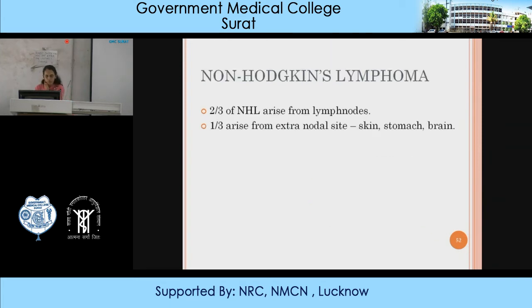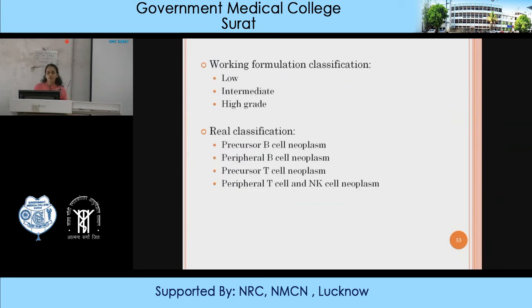Now non-Hodgkin's lymphoma, a very superficial look at non-Hodgkin's we will discuss. Two-thirds of NHL arise from nodes, and one-third extranodal, that means apart from nodes. Most common sites are skin, stomach, brain. As we have discussed, for lymphoma we had many previous classifications, Rappaport, FAB, Real, but what we are using is the WHO classification. The WHO classification has B cell, T cell, NK. First is Hodgkin's, non-Hodgkin's. Non-Hodgkin's again in B cell, T cell, NK, precursor, peripheral, and then by cytogenetics.